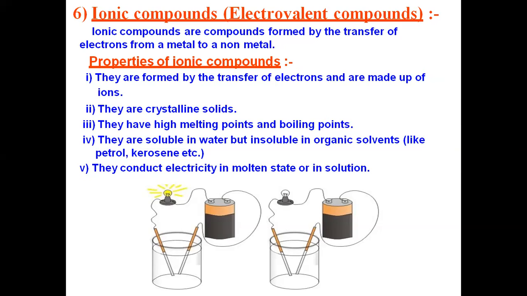So this is about the properties of ionic compounds. That is, they are formed by the transfer of electrons. They are crystalline in nature. They have a high melting point. Boiling point is also high. They are soluble in water, insoluble in organic solvents, and they conduct electricity.